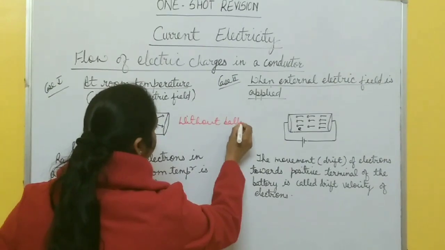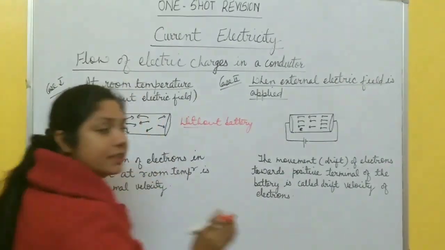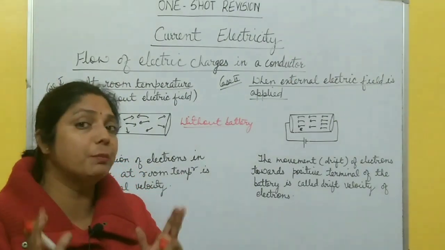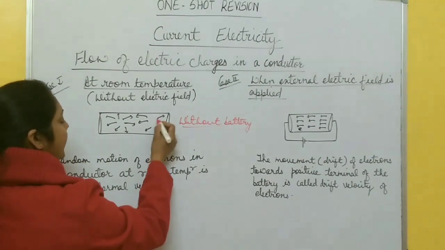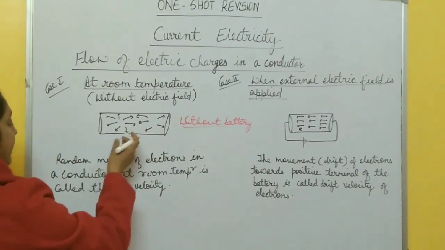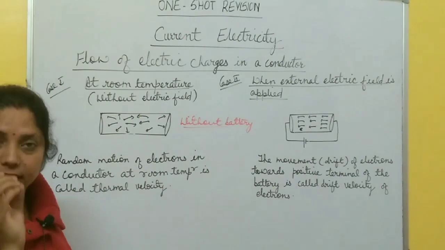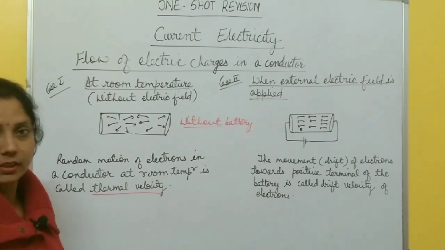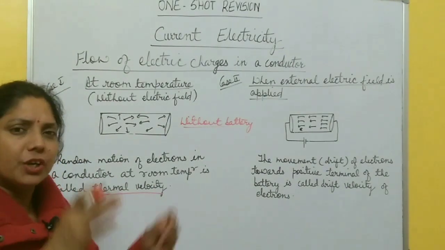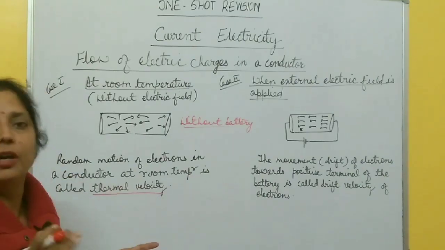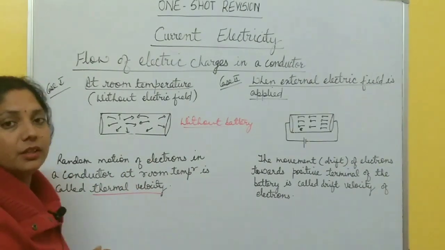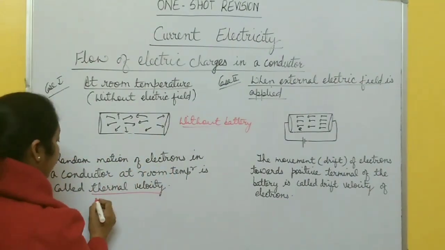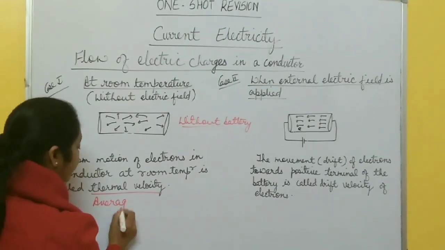Then what happens, you know, there are a large number of free electrons inside the conductor and all electrons are randomly moving in all possible directions. There is no particular fixed direction. Electrons are moving this way, that way. Electrons are randomly moving, right? And this random motion of electrons in a conductor at room temperature is called thermal velocity. Due to the temperature of the surroundings, electrons randomly move in all possible directions. This forms thermal velocity. As it is not moving in a particular direction, there is random motion. So the average thermal velocity is always zero.